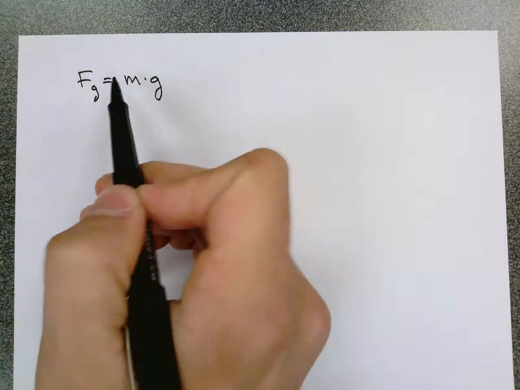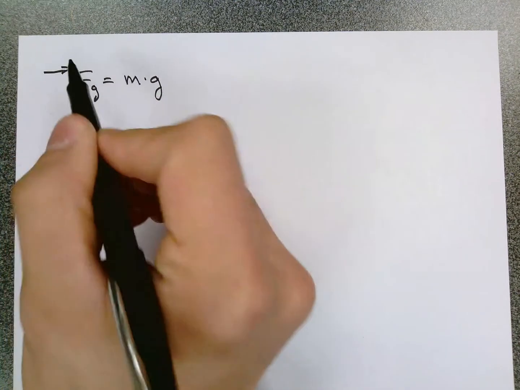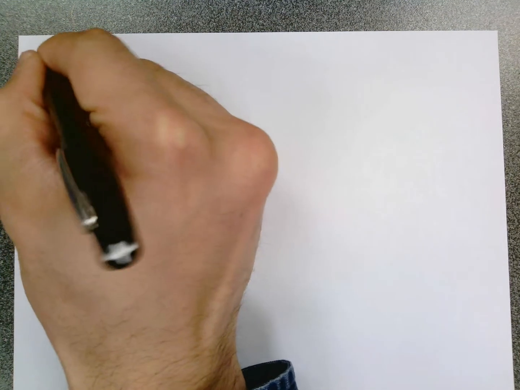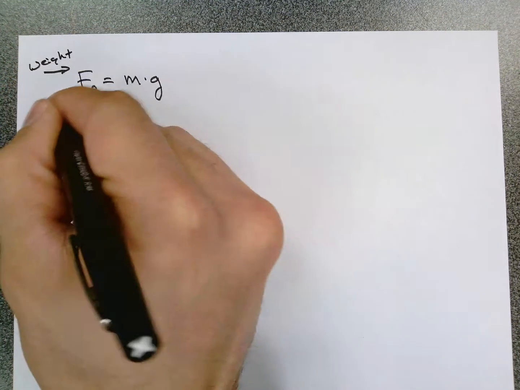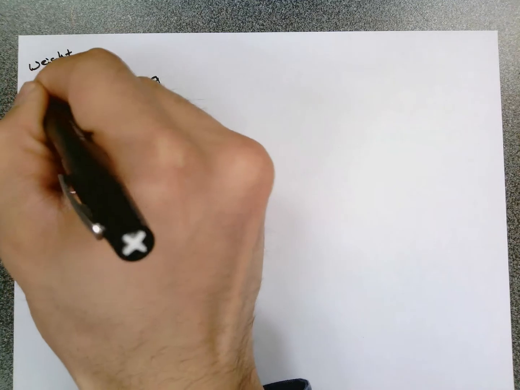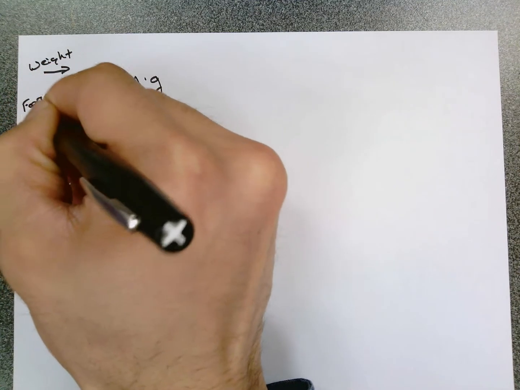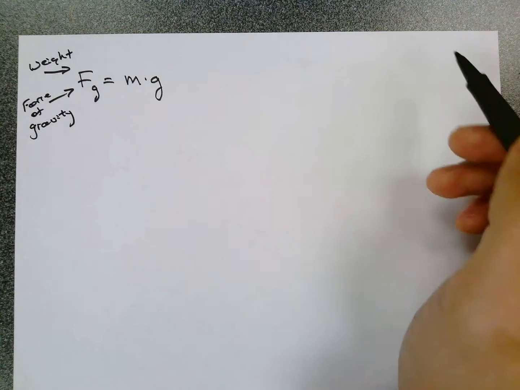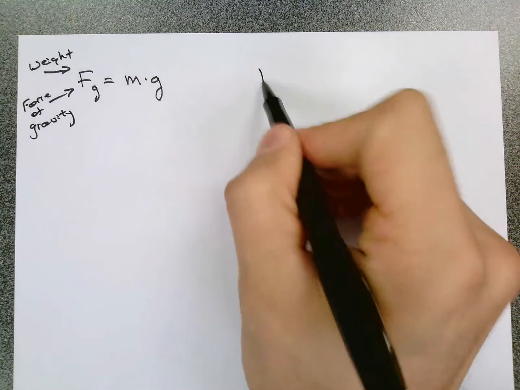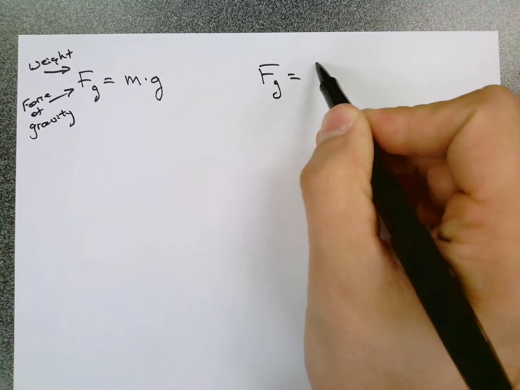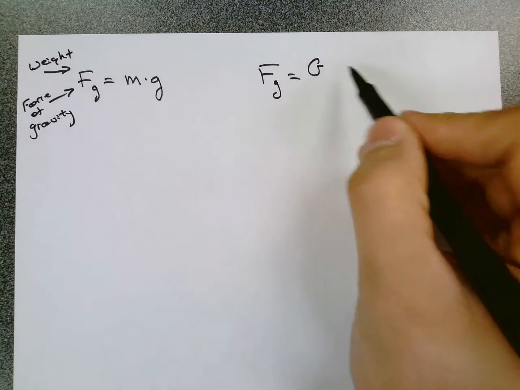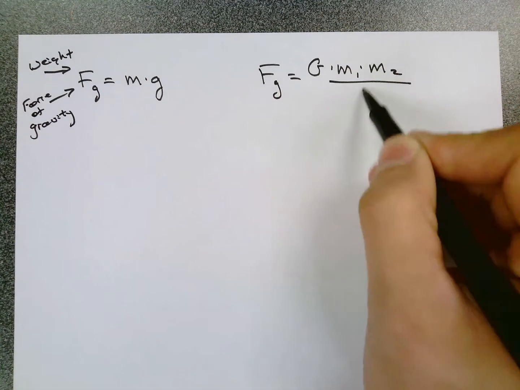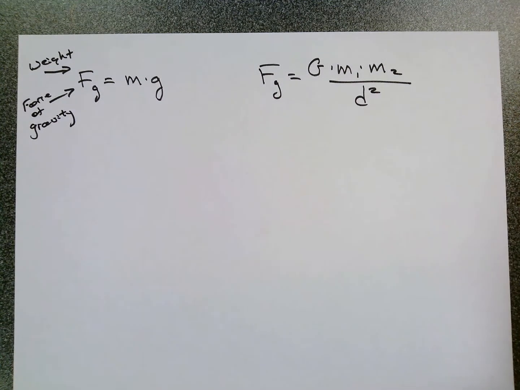This was introduced when we wanted to solve for weight and also force of gravity. Another equation that we use to solve for force of gravity is the force of gravity is equal to the universal gravitational constant times one mass times another mass divided by the distance squared.